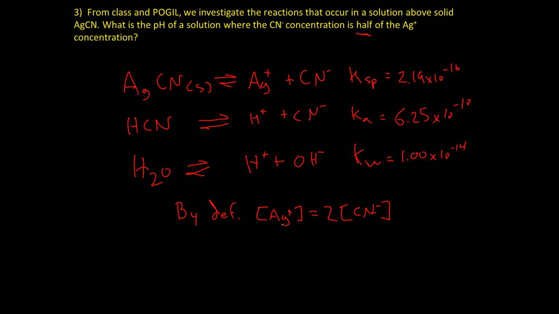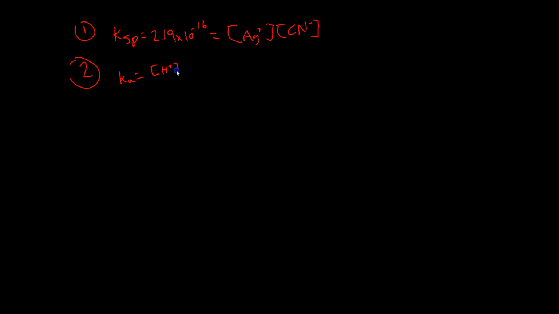So what we're going to do, just like we do in all of our systematic treatment of equilibrium problems, is write down all of our equations. We're going to start with our Ksp. We already have that reaction set up, so we just need to write down the equation that represents it, and we're given the value, 2.19 times 10 to the minus 16. So it's our solubility product, and that is our silver ions times our cyanide. And we have our Ka expression, which is Ka equals H plus times our cyanide divided by our hydrogen cyanide, and that equals 6.25 times 10 to the minus 10.